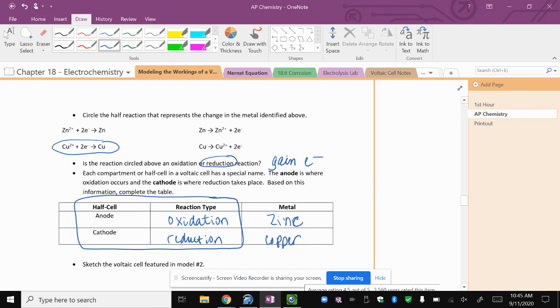All right, I'm going to stop here, and then the next segment is going to be where we're going to draw the voltaic cell.